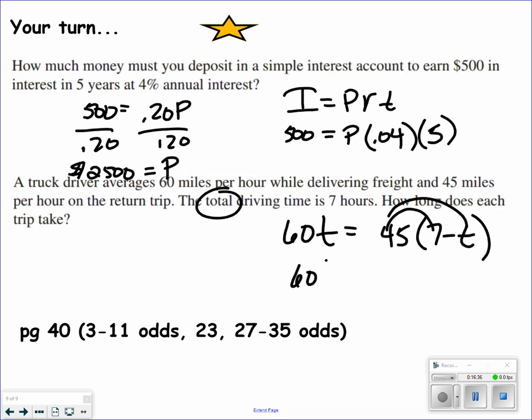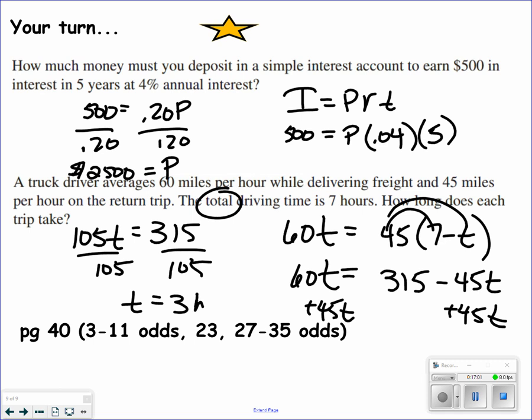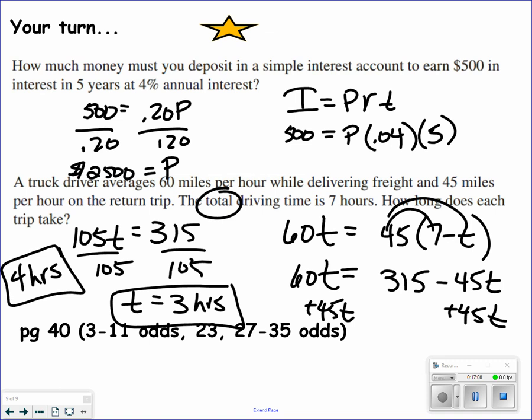Distribute. So 45 times 7 would be 315. We want to get the t's on the same side, so you're going to add 45t to both sides. So 105t equals 315. Divide by 105. T would equal 3 hours. So you're going 3 hours one direction. Since it's a 7-hour total trip, you're going 4 hours the other.